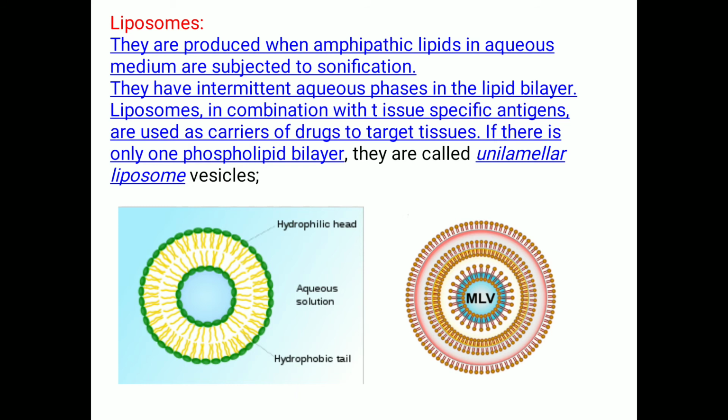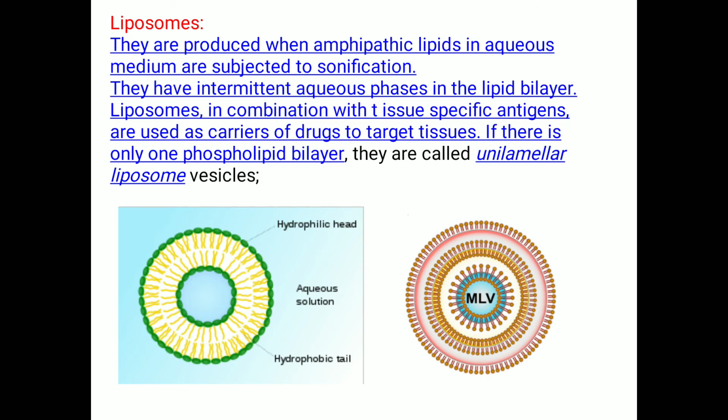So artificially prepared vesicles are liposomes, right? Similar to vesicles, their structures are prepared when amphipathic lipids in aqueous medium are subjected to sonication. Sonication is a process wherein the component, in this case the aqueous phase containing amphipathic lipids, is subjected to very high vibrations, very high agitations. You put it in a sonicator, and because of these huge vibrations, mixing will take place and these liposomes will be formed. They have intermittent aqueous phase in the lipid bilayer.